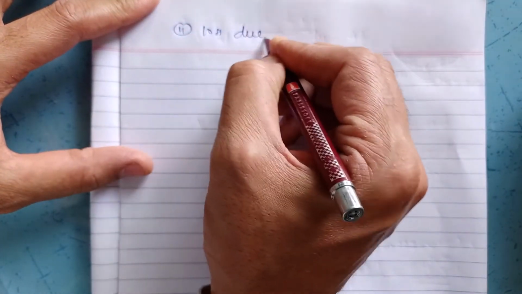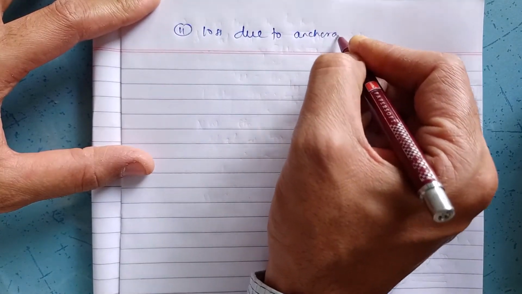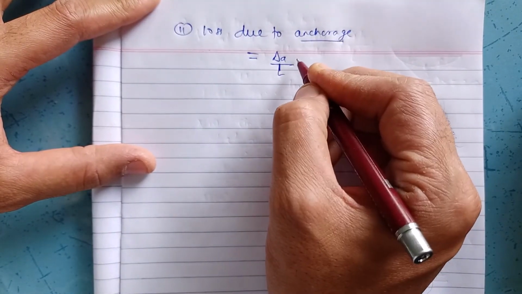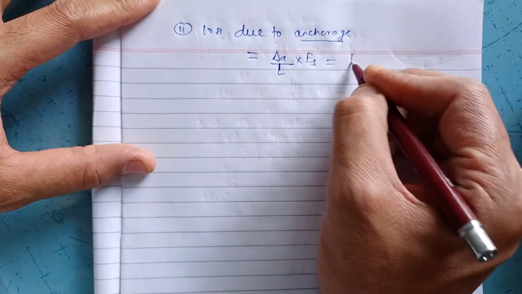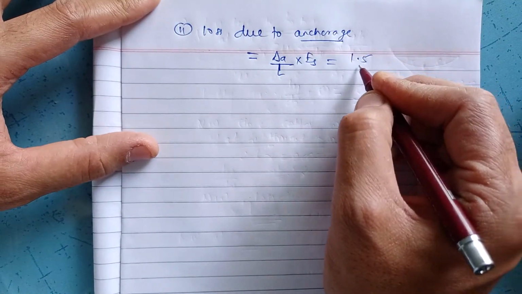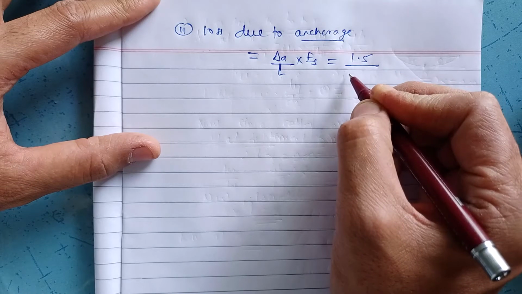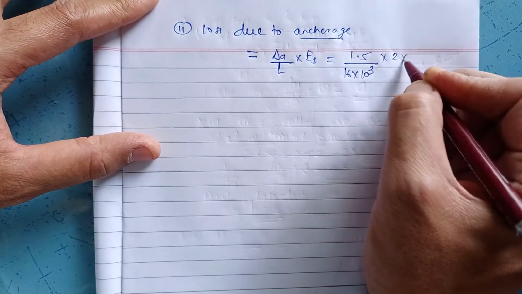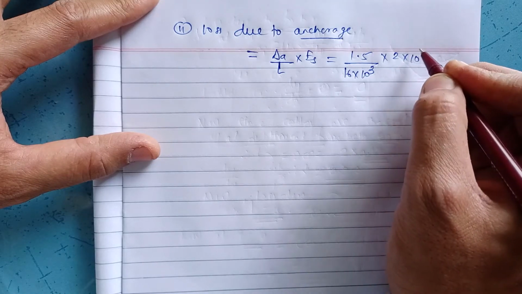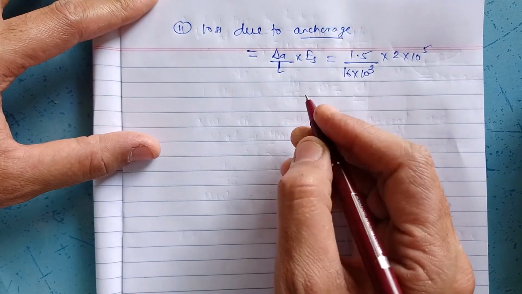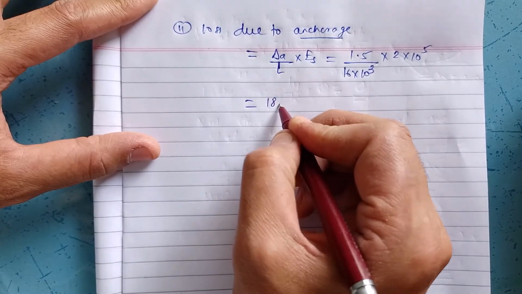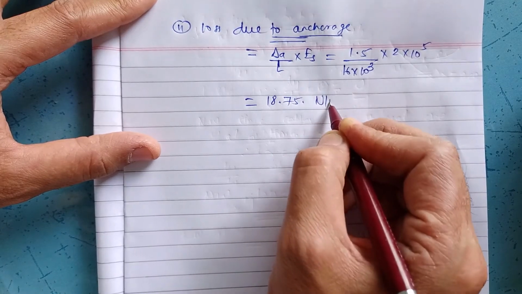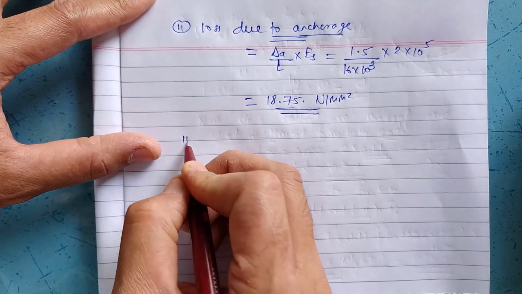Second, loss due to anchorage, and it can be calculated by the formula delta A by L into ES. Delta A was given as 1.5, it was given in the question. L is nothing but the length of cable in mm, into ES, that is nothing but 2 into 10 raised to 5 MPa. Hence, loss due to anchorage will be 18.75 Newton per mm square.